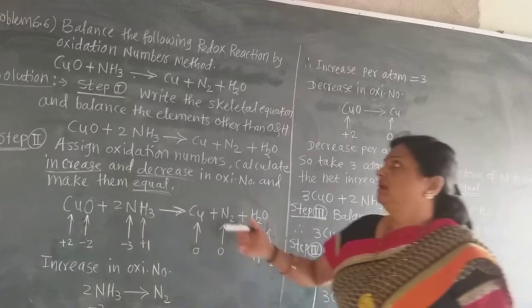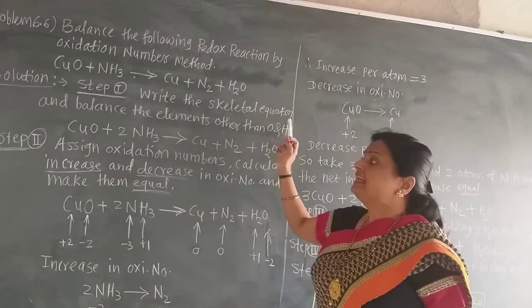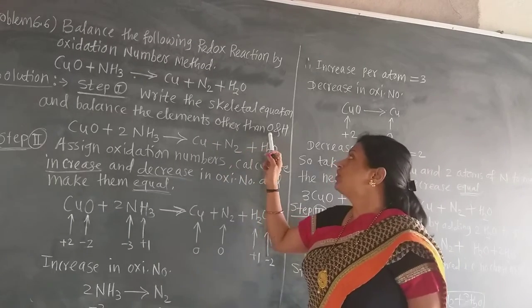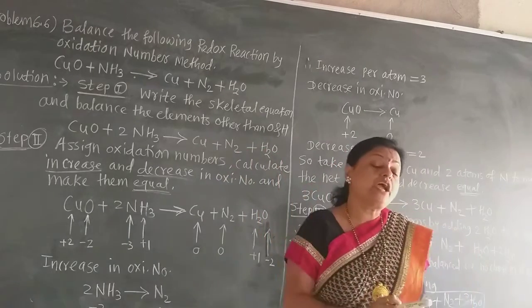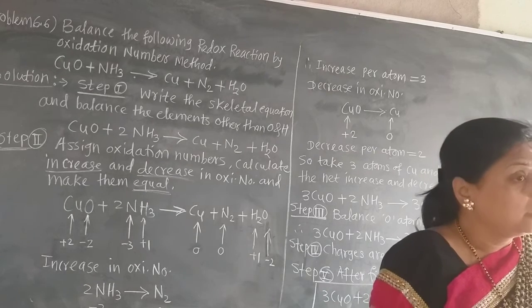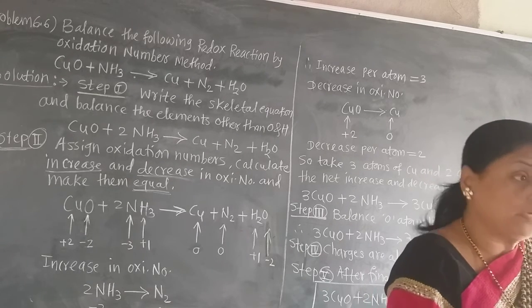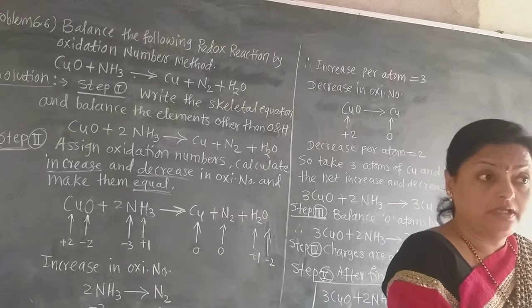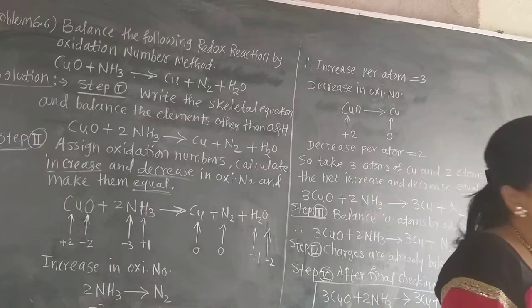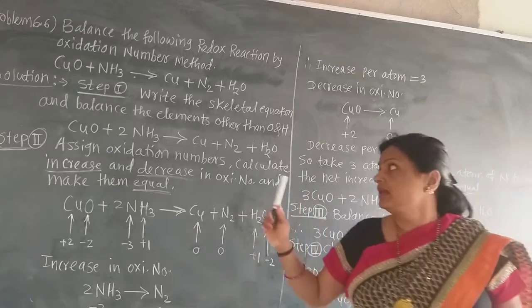That is, write the skeletal equation and balance the elements other than oxygen and hydrogen. We have to balance in this first step the elements which are not oxygen and hydrogen. That means we have to balance the other elements and not the oxygen and hydrogen.